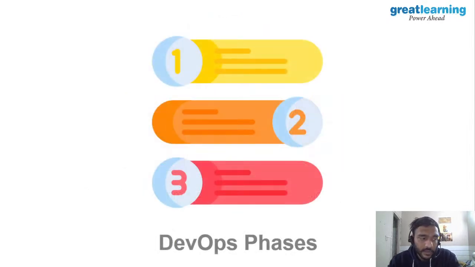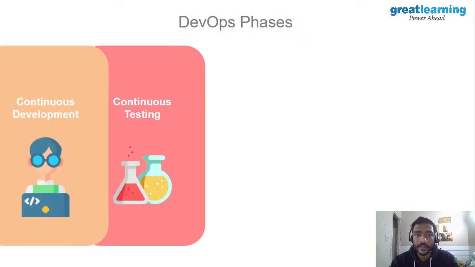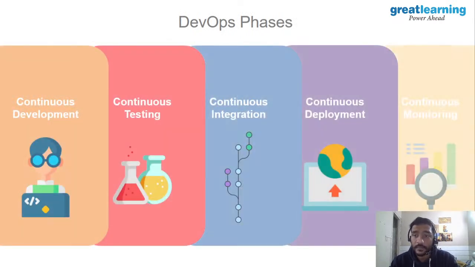Let's talk about the different DevOps phases there are. There are a lot of different phases. We have continuous development, continuous testing, continuous integration, continuous deployment, and continuous monitoring. So what is continuous development? Continuous development is you basically developing the software continuously. You're not stopping. Now, when we talk about phases, like in Waterfall, the phases were linear, right?